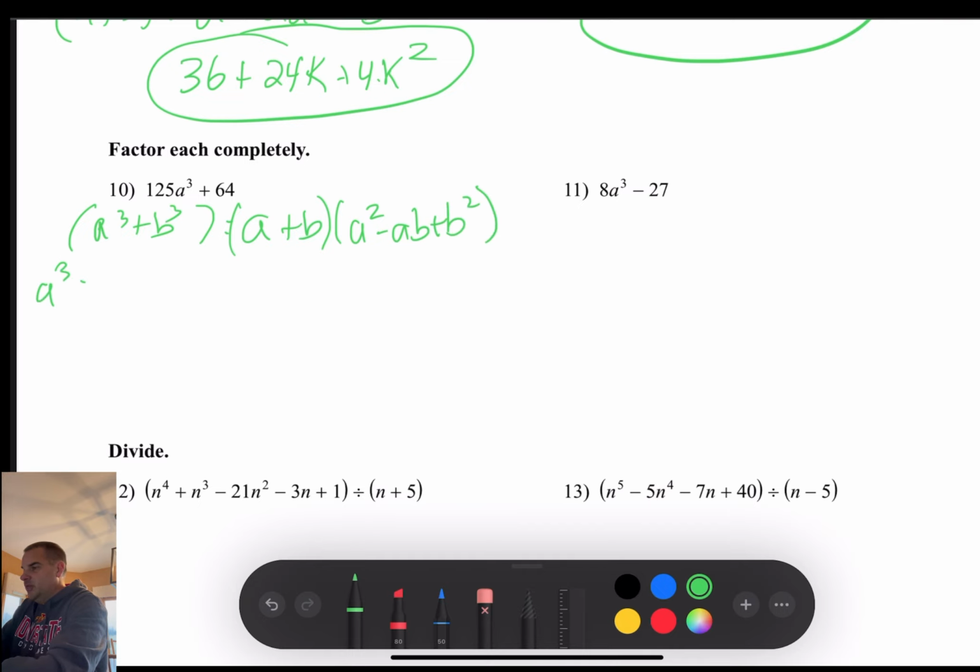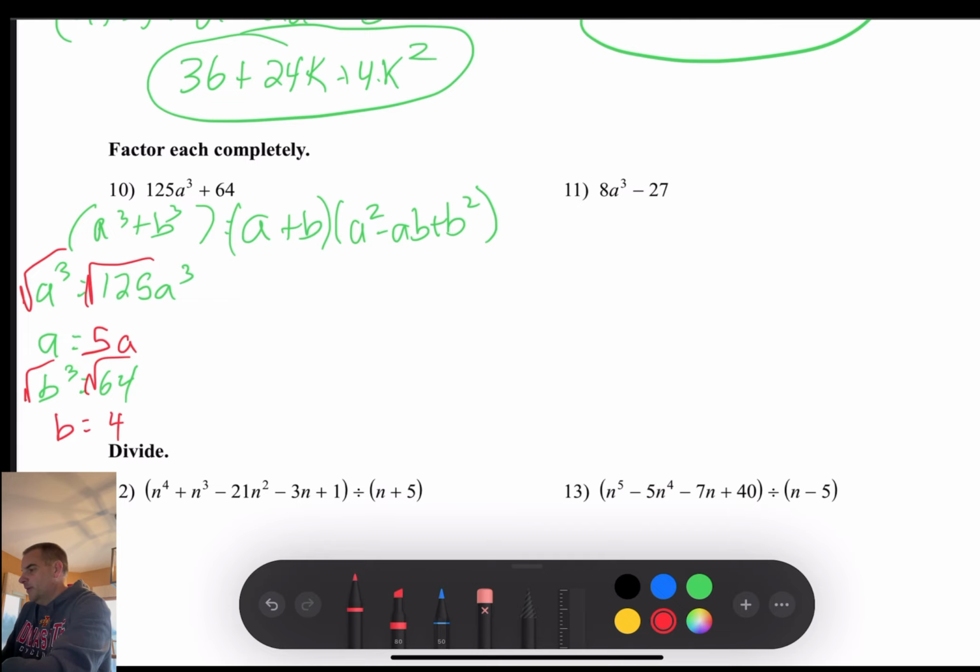So my a cubed value is 125a cubed. If I take the cubed root of both sides, the cubed root, so I'm taking the cubed root now. The cubed root of 125 is 5, the cubed root of a cubed is a, so 5a is my solution to that. My b value, b cubed is equal to 64. Cubed root of 64 is 4, so my b value is 4.